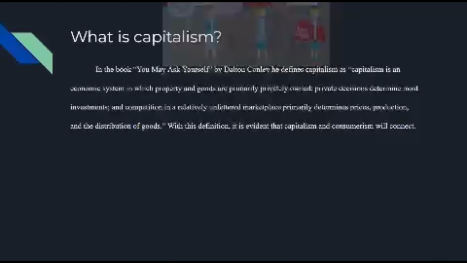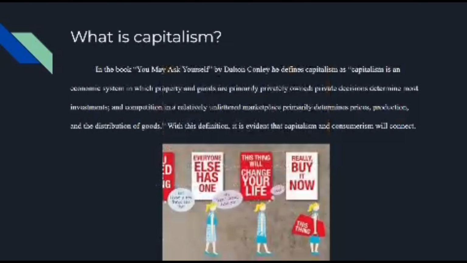So what is capitalism? In the book You May Ask Yourself by Dalton Conley, he defines capitalism as an economic system in which property and goods are primarily privately owned, private decisions determine investments, and competition in a relatively unfettered marketplace primarily determines prices, production, and the distribution of goods. With this definition, it is evident that capitalism and consumerism will connect.